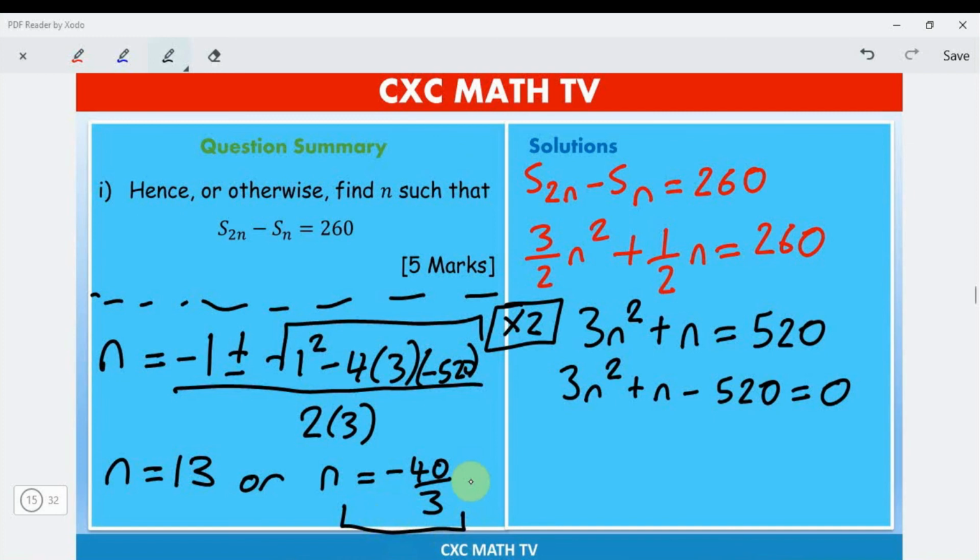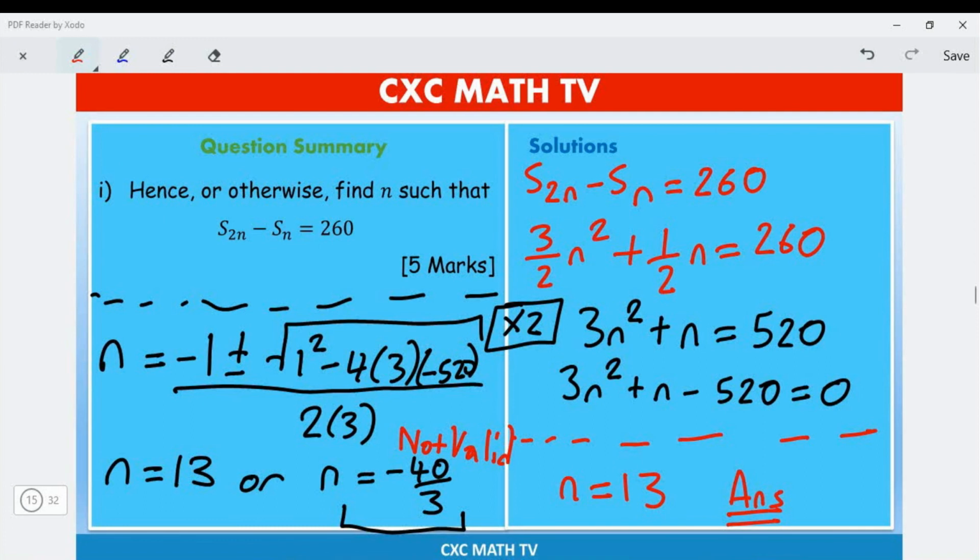This part is not valid, right? This part is not valid because n can't be a negative number, and n also has to be whole. So the final answer is n is equal to 13.